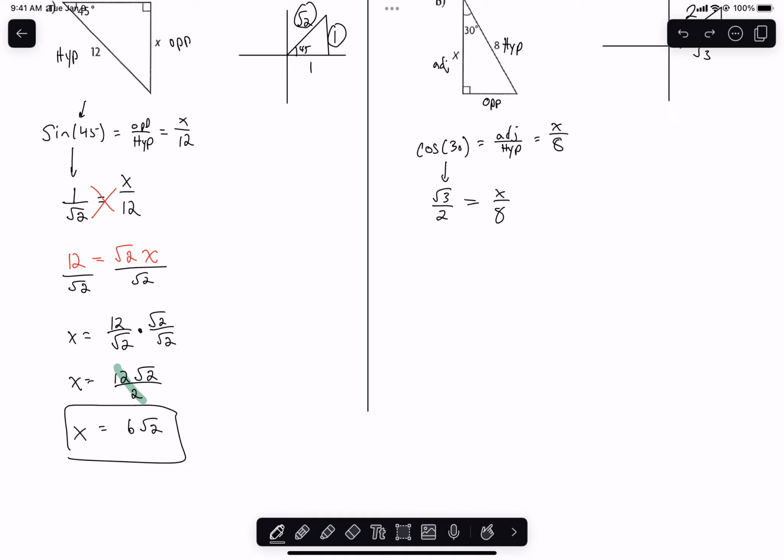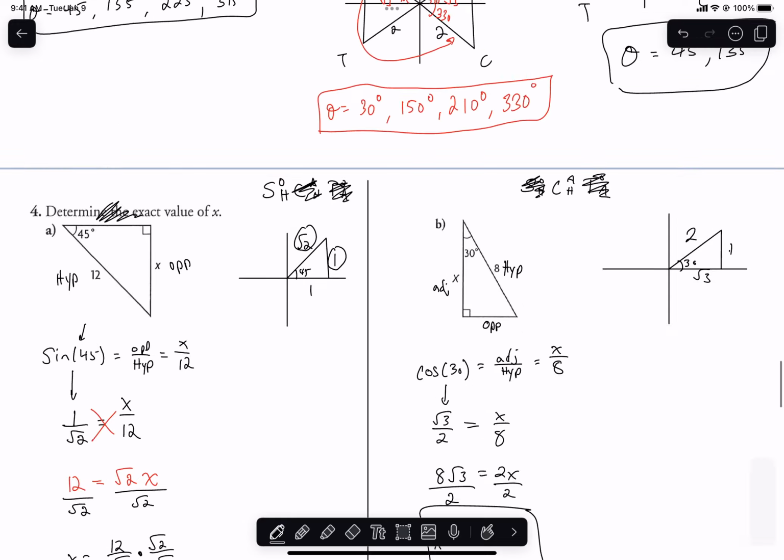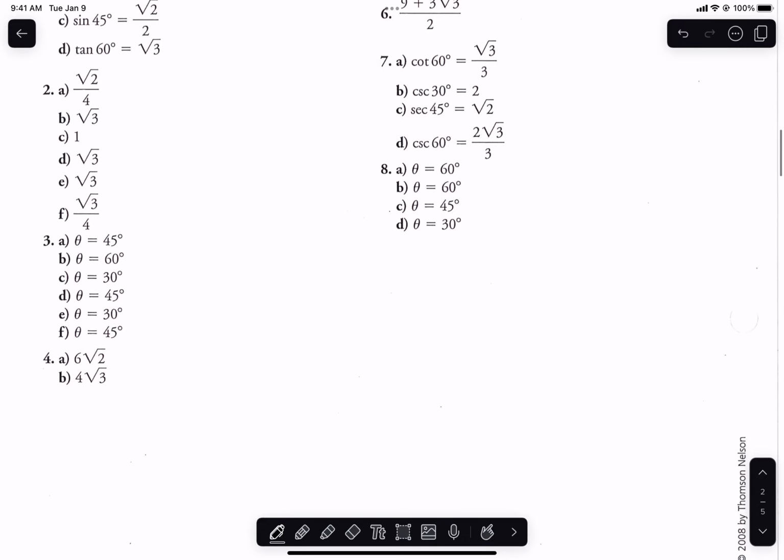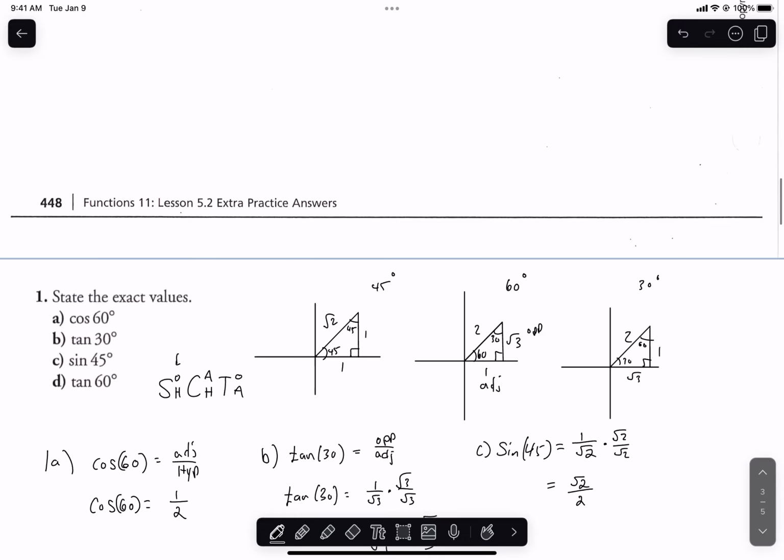So now we can solve. We're going to get 8 root 3 is going to equal 2x, and then I can divide both sides by 2 to get x. And so we're going to be left with x has to be 4 root 3. If I'm correct, that should match the answer that's on the answer page, which is right here. We're good, 4 root 3.